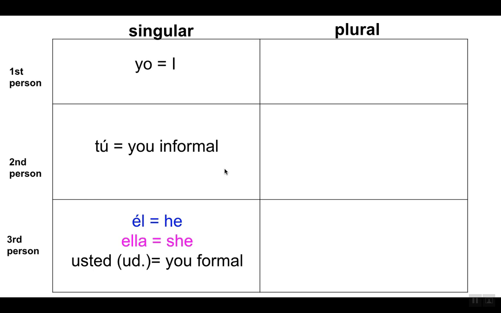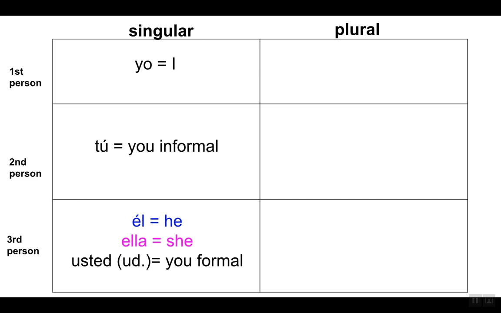So usted, which is abbreviated UD, means you, and it's the very formal way of saying you. So this would be like if you're talking to the principal or your doctor or maybe your grandparents, if you're not very close with them, maybe you only see them every once in a while. You're expected to be very formal with them.